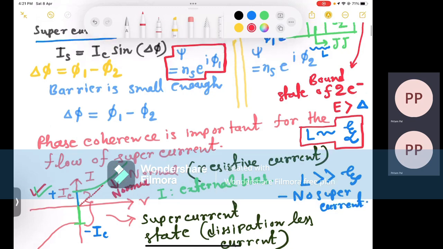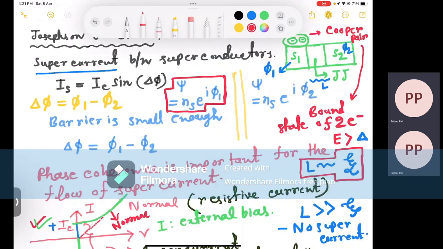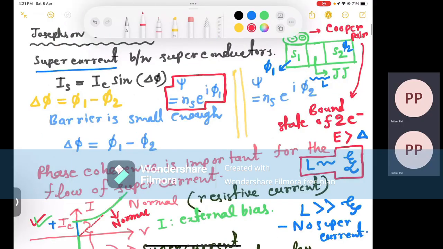So let's say superconductor one has a macroscopic phase phi 1, and another superconductor has a phase of phi 2. Simply the difference between the two phases of both the superconductors gives you the phase difference, and that will decide the flow of supercurrent between two superconductors through the weak link. So this is the beauty of the Josephson effect. You can describe the whole superconductor by a single phase.